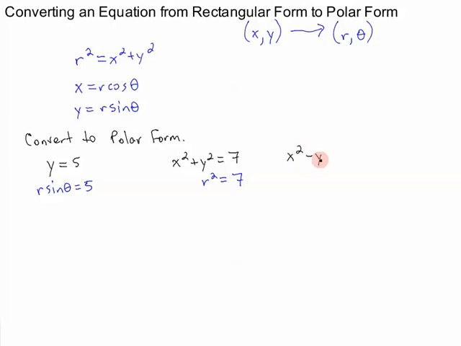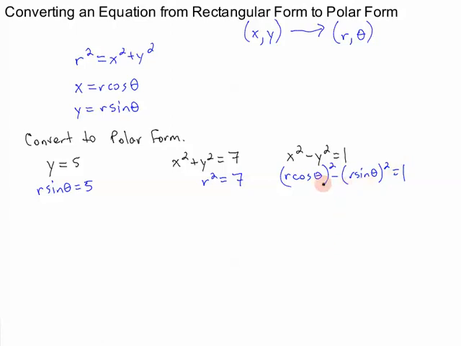X squared minus y squared equals 1. You can't use the formula x squared plus y squared is r squared because this is x squared minus y squared. So instead, let's replace x with r cosine theta, and let's replace y with r sine theta, and then square each of them.